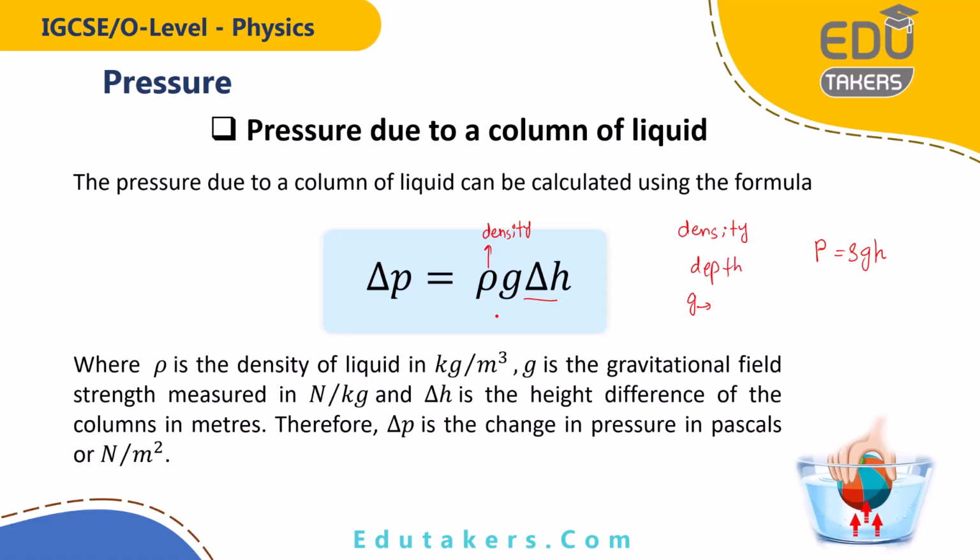Therefore, the change in pressure is measured in Pascal, which means the unit of the pressure is Pascal or Newton per meter square. So I can simply say that the pressure due to the column of the liquid depends upon three factors. One is the density, the second is the gravitational field strength and the third factor is the difference of the height or depth.